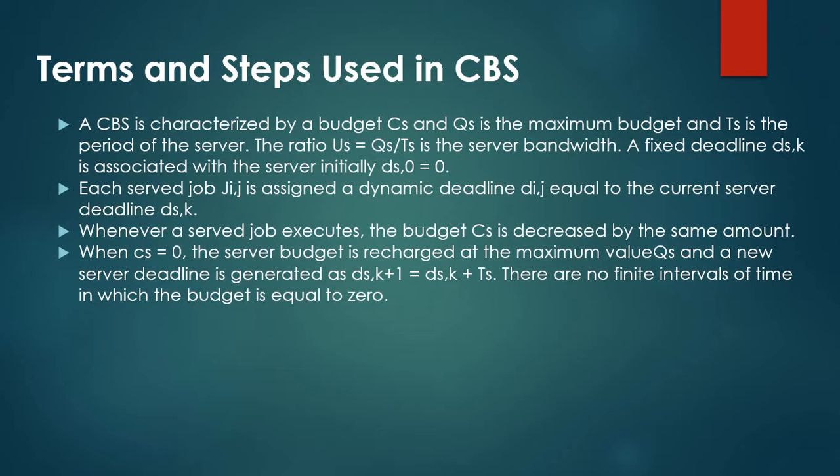Now, terms and steps used in the constant bandwidth server. A constant bandwidth server is characterized by budget CS, where QS is the maximum budget and TS is the server time. The ratio QS by TS is the server bandwidth. A fixed deadline DSK is associated with the server; initially it is equal to 0. Each served job Jij is assigned a dynamic deadline Dij equal to the current server deadline DSK. When a served job executes, the budget CS is decreased by the same amount. When the budget equals 0, the server budget is recharged at the maximum value QS and a new server deadline is generated as DSK plus 1 equals DSK plus the server time TS. There are no finite intervals of time in which the budget is equal to 0.